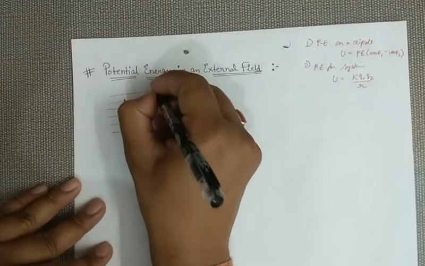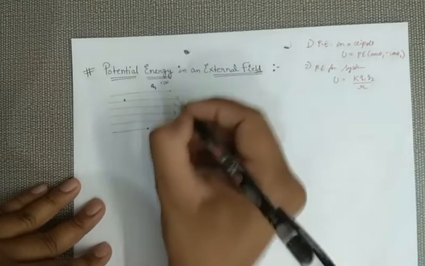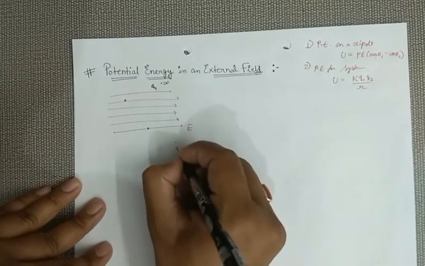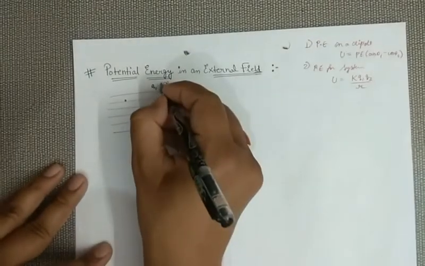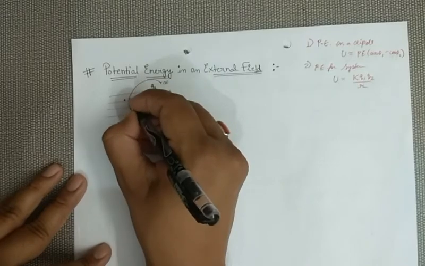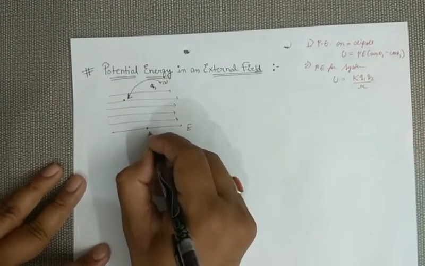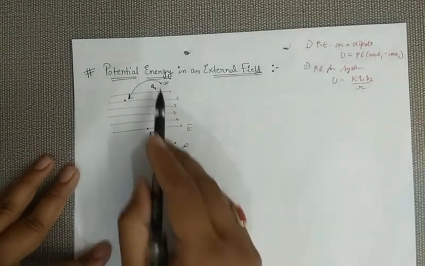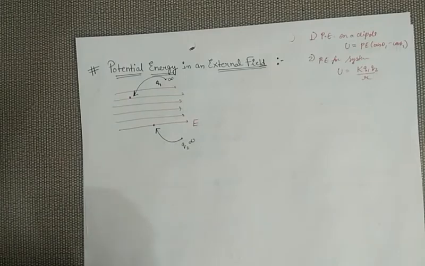Suppose this is charge Q1, which is placed at infinity, and this is another charge Q2, it is also placed at infinity. So I have to bring this charge Q1 from infinity to this point, and this charge Q2 from infinity to this point. I am bringing these 2 charges at this point. So I have to do some work.